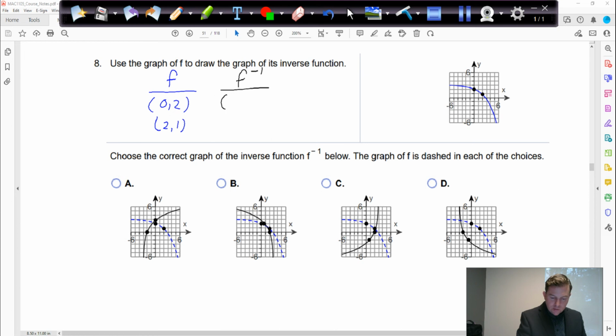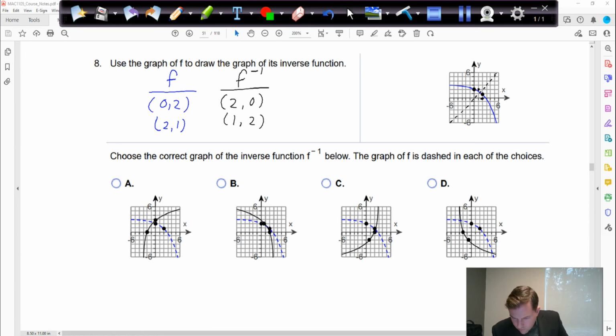These would flip, so 2, comma 0 and 1, comma 2. So this one's a little tricky because it overlaps, it's kind of small. So 2, comma 0 is right here, and 1, comma 2 is right here. And they're going to be symmetric about this line.